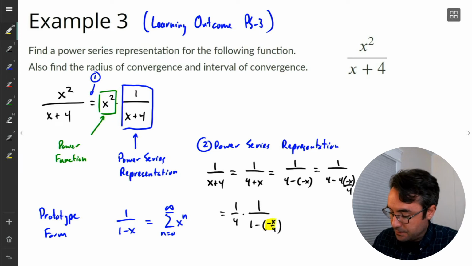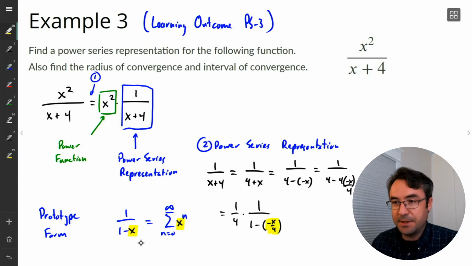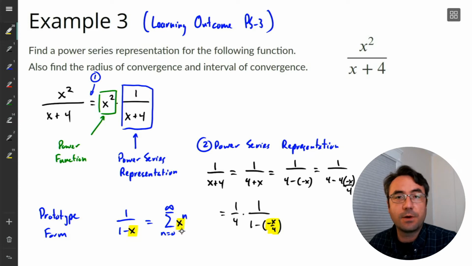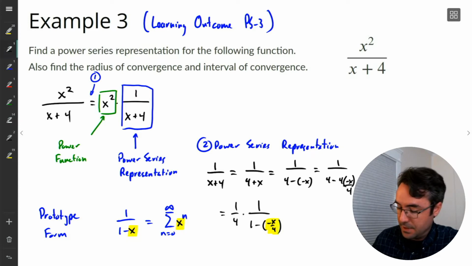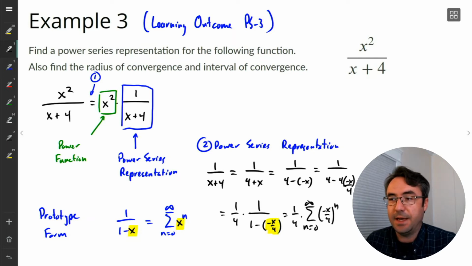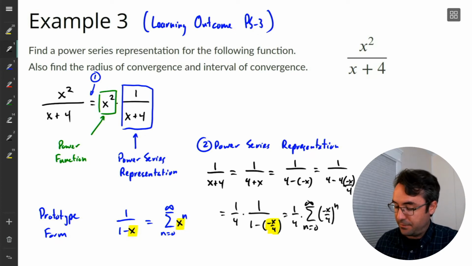So what we're going to do is take this negative x over 4, and wherever we see an x in this prototype form, that's what we're going to plug in. So we end up with this 1 over 4 in front, and then the sum from n equals 0 to infinity of negative x over 4 raised to the n. And so this is what we have. We have our power series representation now.